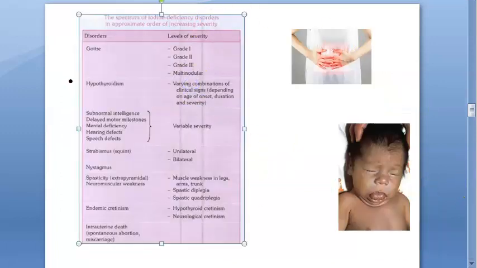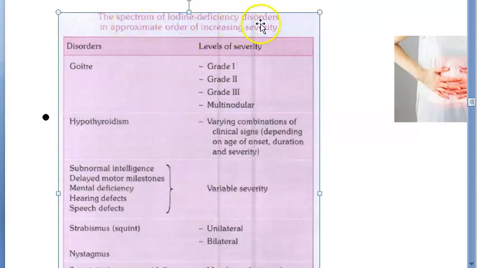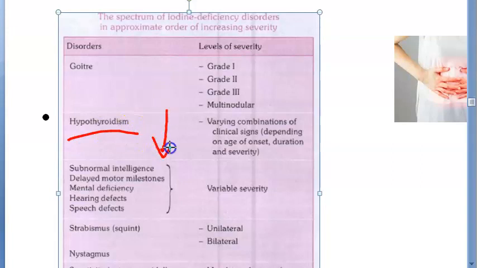Let us see what will happen if there is iodine deficiency. Iodine deficiency disorders are listed in approximate order of increasing severity. First, the first thing that happens is goiter, so your thyroid gland enlarges. You have grade 1, grade 2, grade 3, and multinodular. Then hypothyroidism: the thyroid hormone levels decrease, so growth will not happen.